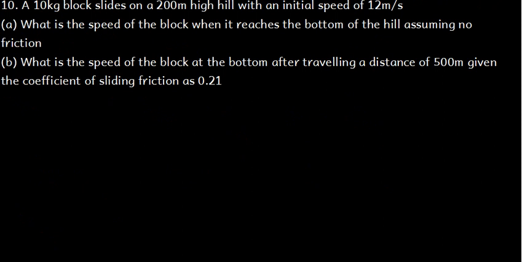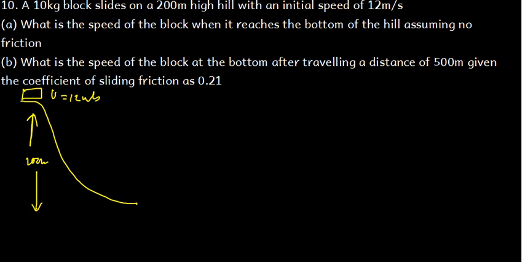So again, another question. A 10 kg block slides on a 200 meter high hill with an initial speed of 12 meters per second. So what we have is something like that. I've got this block at this point, and then it slides with an initial speed u of 12 meters per second. We know that this hill is 200 meters high. Now the first question: what is the speed of the block when it reaches the bottom of the hill, assuming no friction?